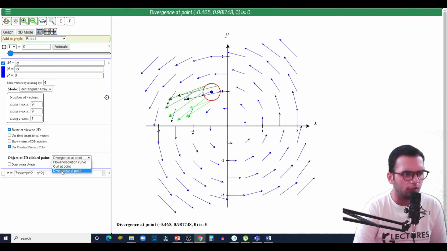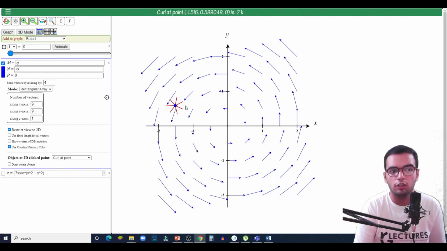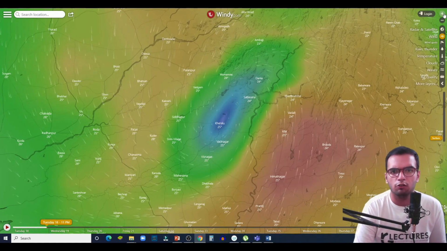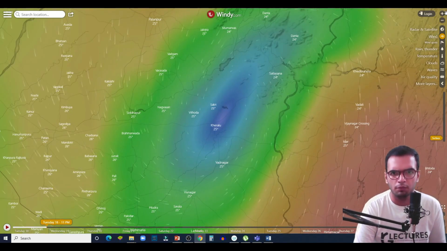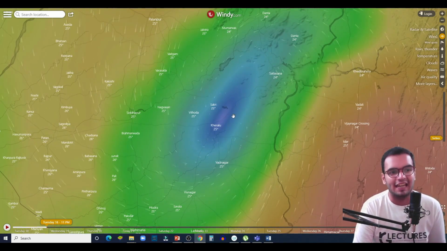And let's talk about the curl. What is curl? Curl is just the rotation, and this is the rotation, right? By that I mean the intensity of the wind, or the intensity or magnitude of the cyclone. In the same way, you can see there is also a curl in this field if I zoom in, right? So in the same way, things get calculated.